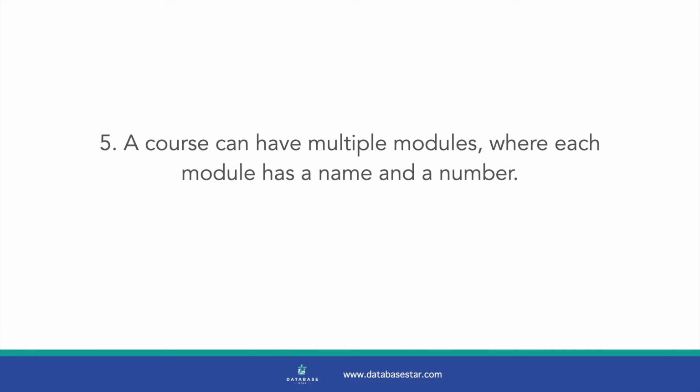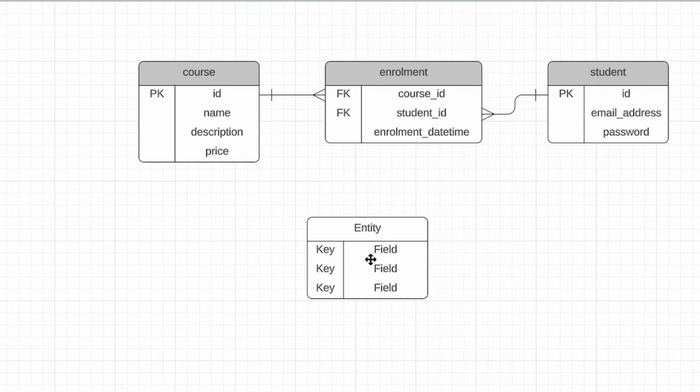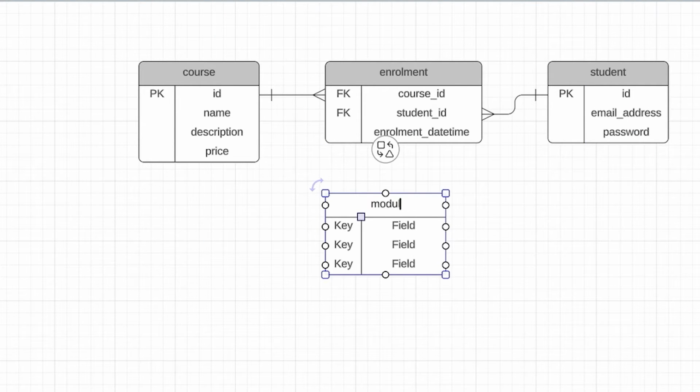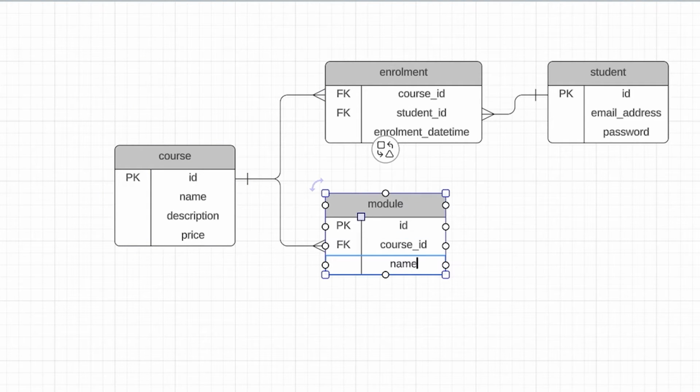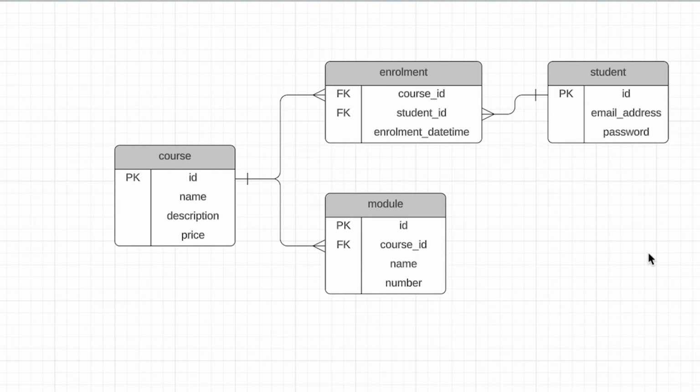There are no tables or columns to record that a course is paid, or credit card numbers or anything like that. Requirement 5 is about modules that belong to a course. Modules have a name and a number. We can create a new table to capture the details of modules. We'll add a primary key and a foreign key to the course table to store the course that the module relates to. We also add a name for the module and a number, which will both be displayed to the students in the course.